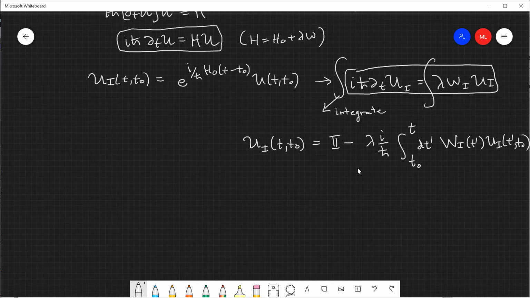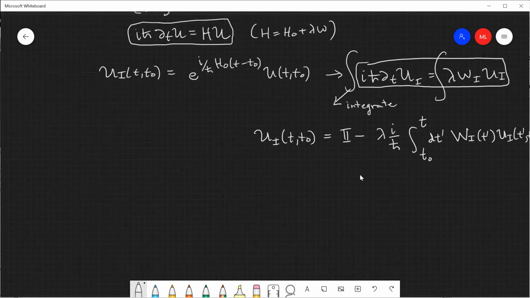So the thing to notice is to order... So now we do the time-dependent perturbation theory. And to 0th order, of course, the interaction picture U is just the identity. As promised, if there's no perturbation, then in the interaction picture, the state just doesn't change. It's just the initial state forever.